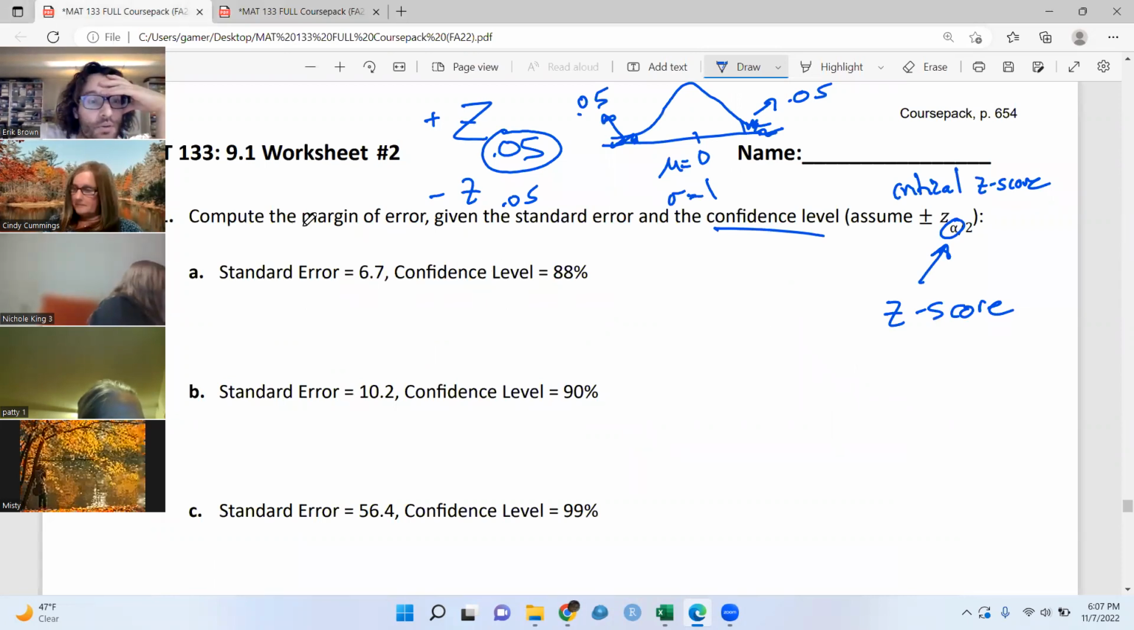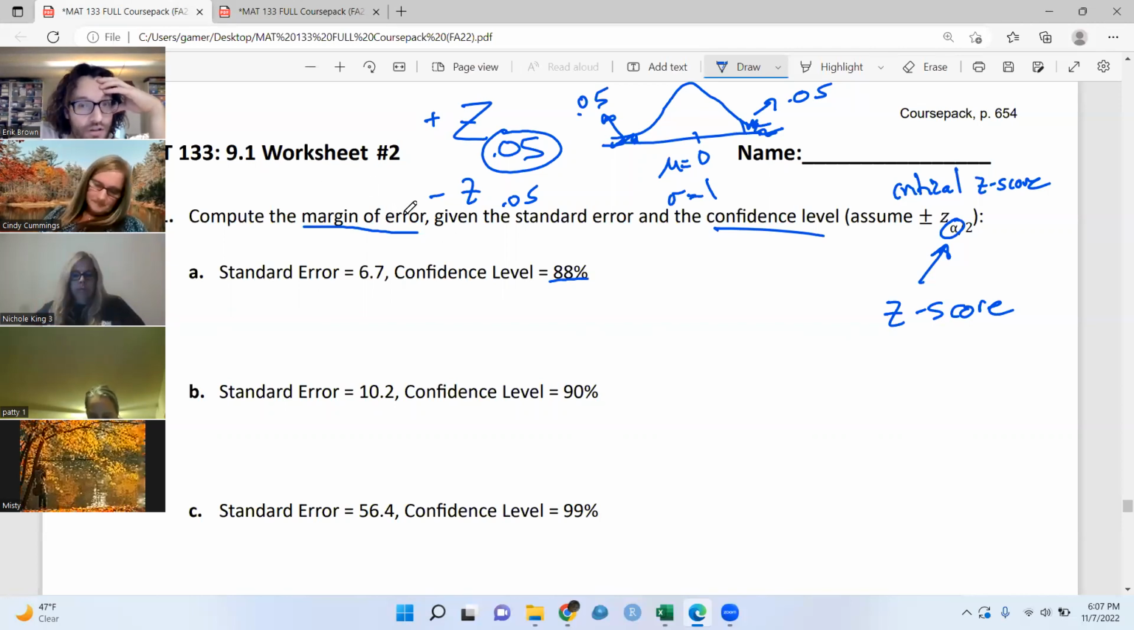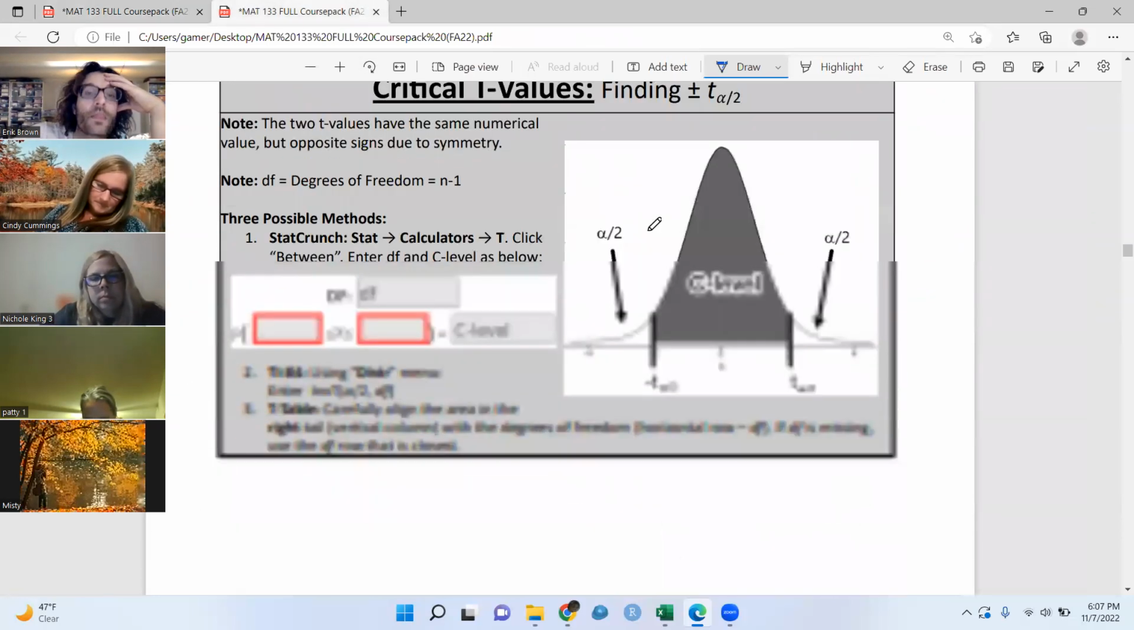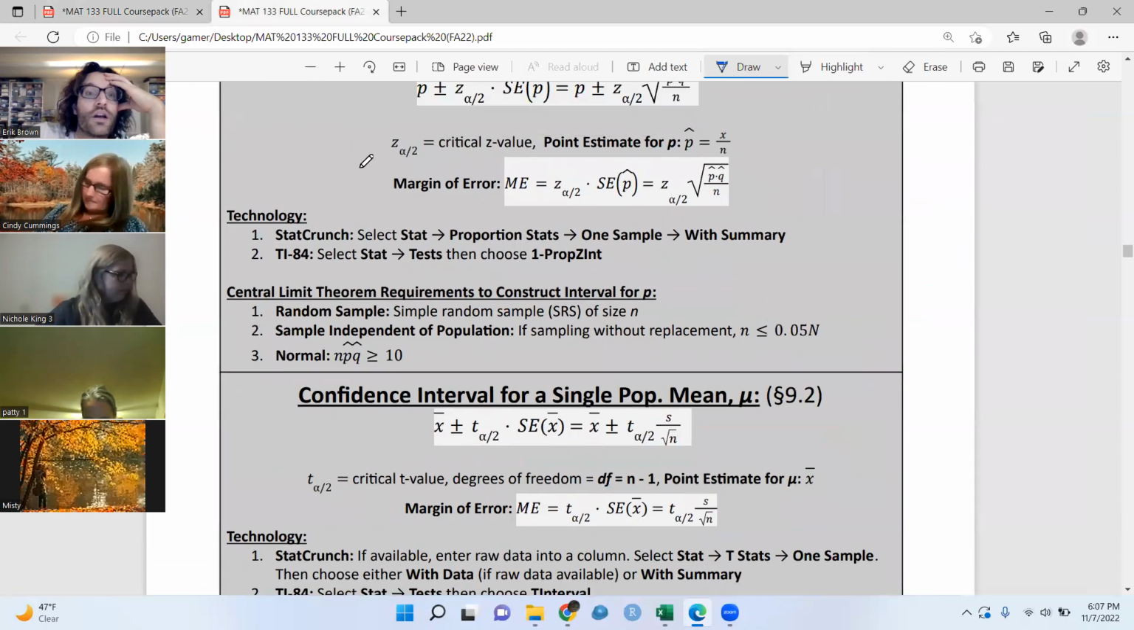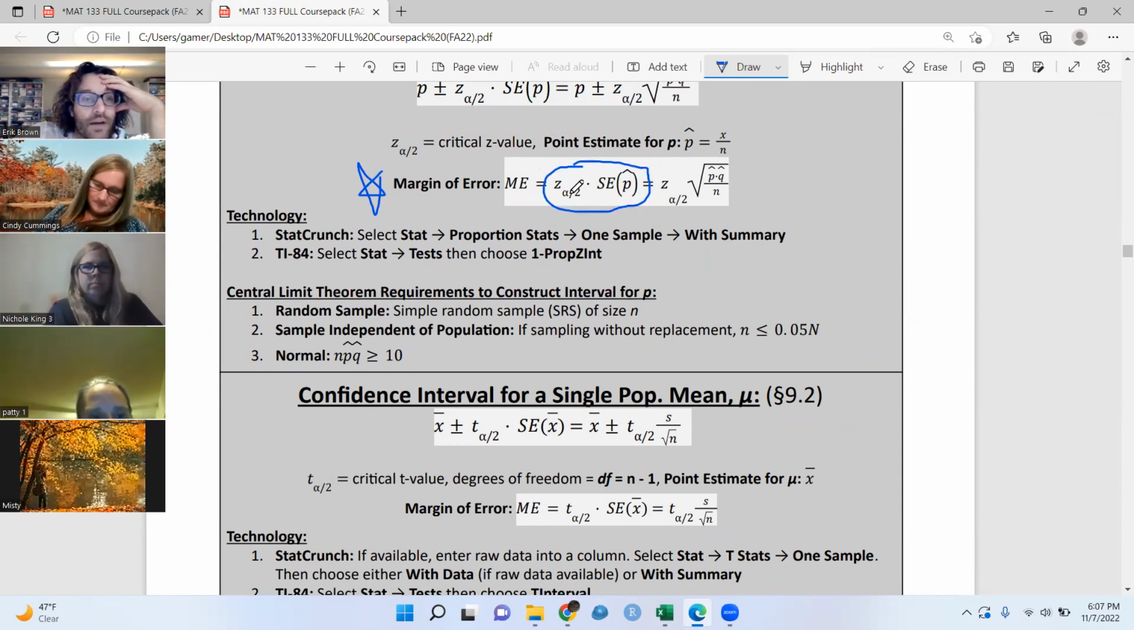Okay, so why am I saying all this stuff? Well, we're supposed to compute the margin of error when we know the standard error is 6.7 and the confidence level is 88. Yikes. How are we going to calculate this margin of error of a confidence interval if we just know the standard error and the confidence level? You go to the margin of error formula. Does anyone know how to read these two things?